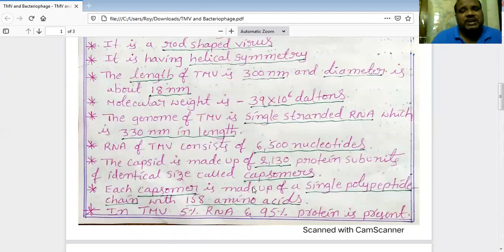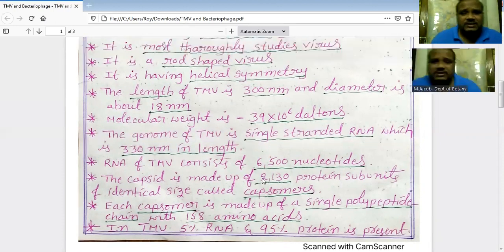Each capsomere is made up of a single polypeptide chain with 158 amino acids. In TMV, 5% RNA and 95% protein is present. TMV was the first virus to be crystallized, by Stanley.